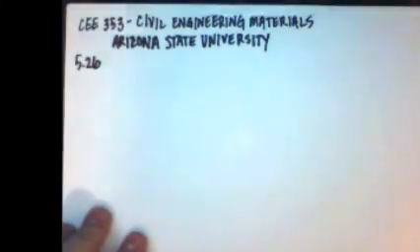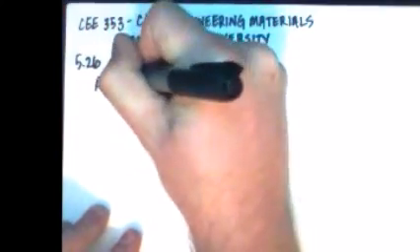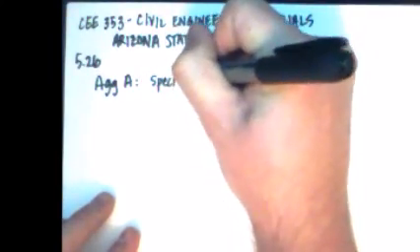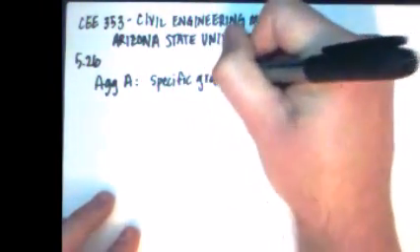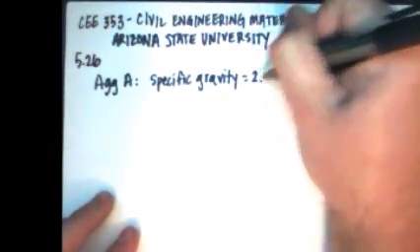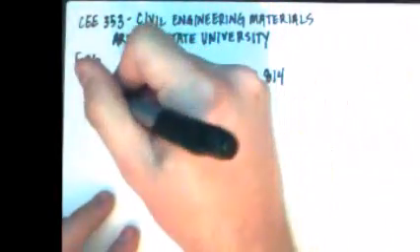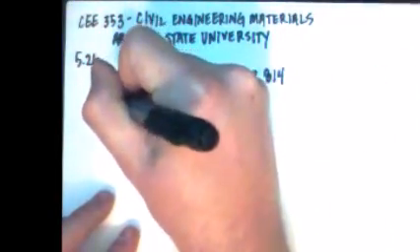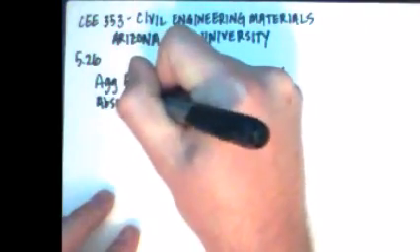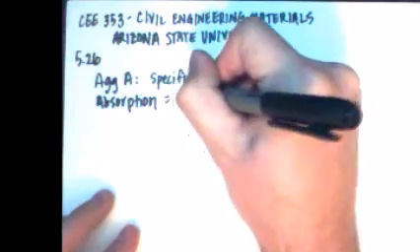So aggregate A has a specific gravity equal to 2.814 and an absorption equal to 0.4%.